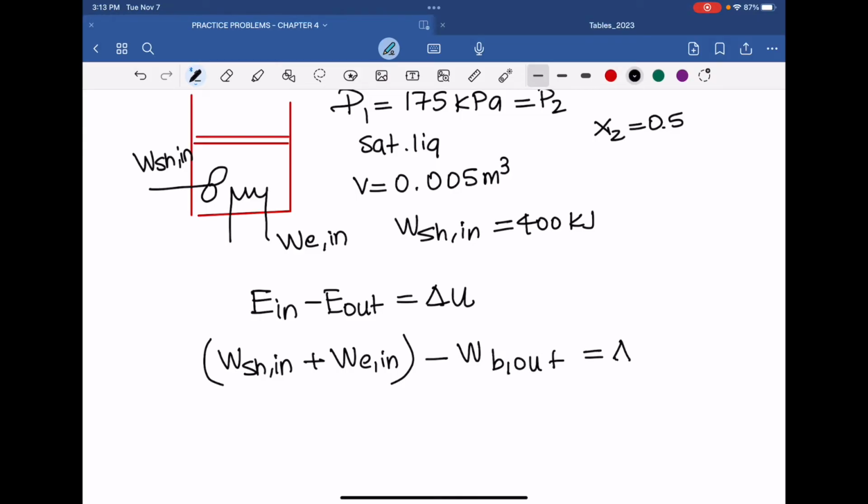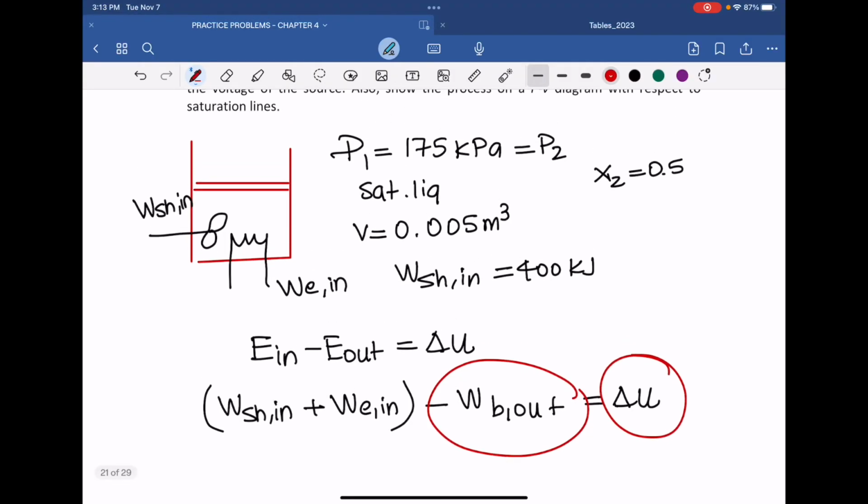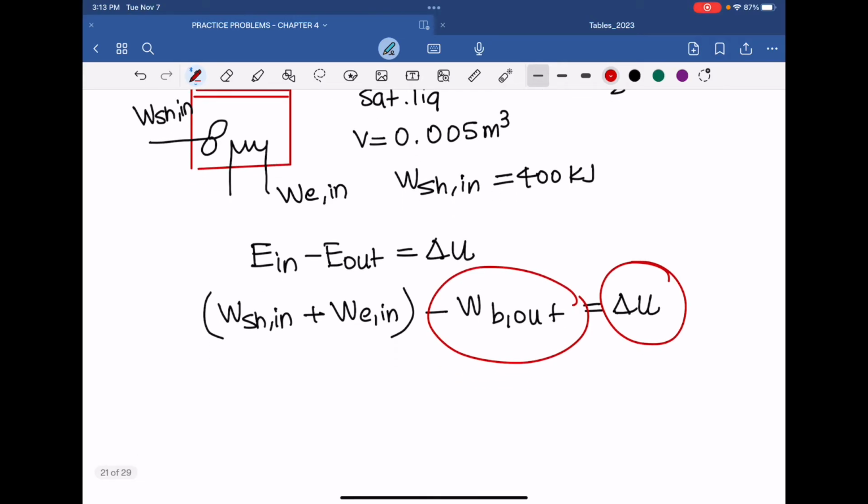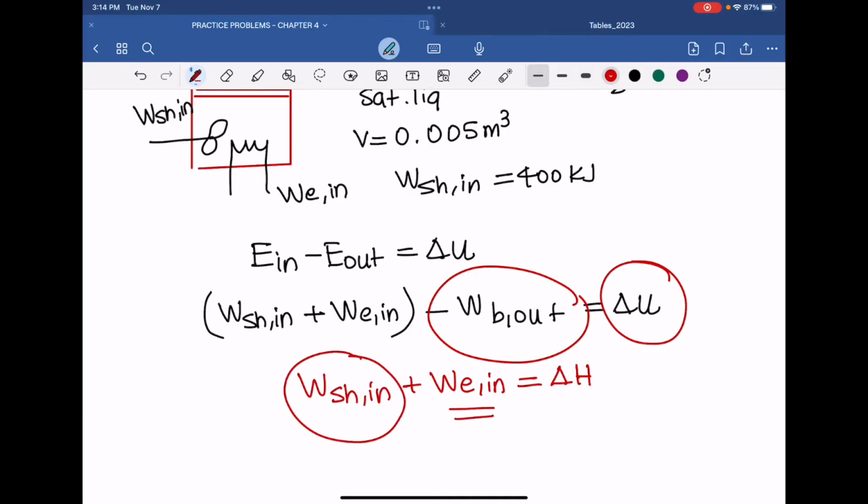That is changing the internal energy. Now, in this case, when there is a boundary work out and internal energy change, here on the right hand side at a constant pressure, we can combine them. Remember, and write it as enthalpy change. And in this case, we are given this one. We need to find this. So we need to find the enthalpy change, which from property tables, we should be able to do that.